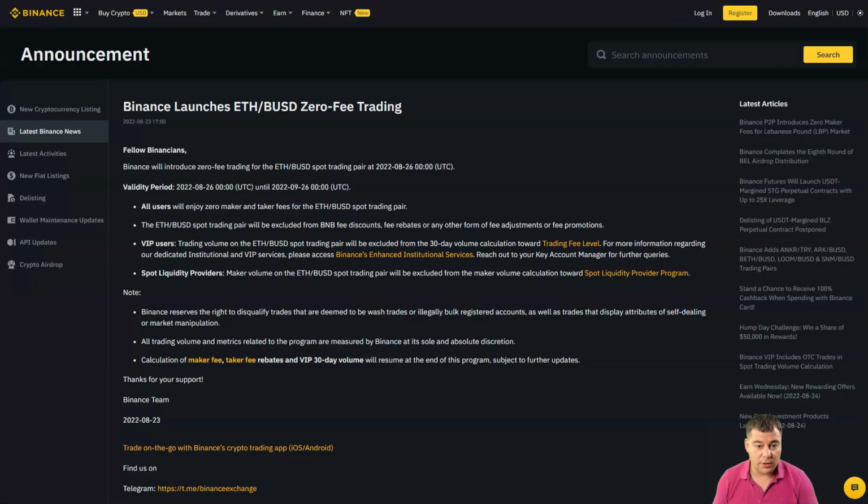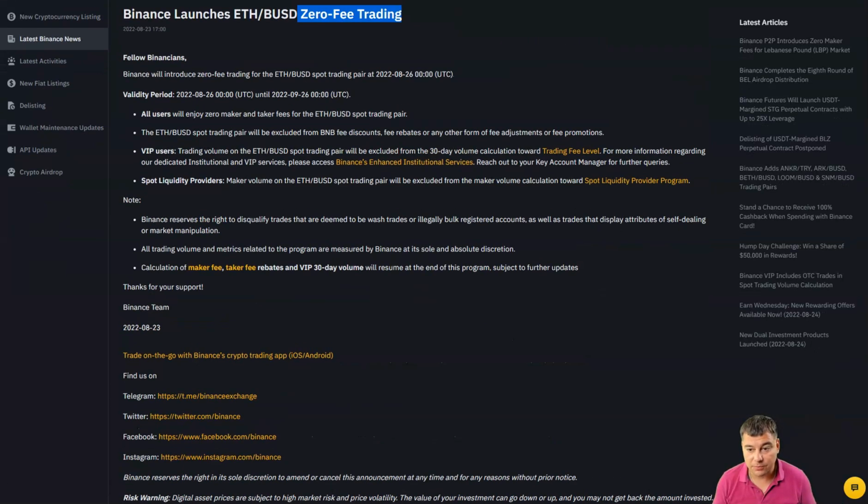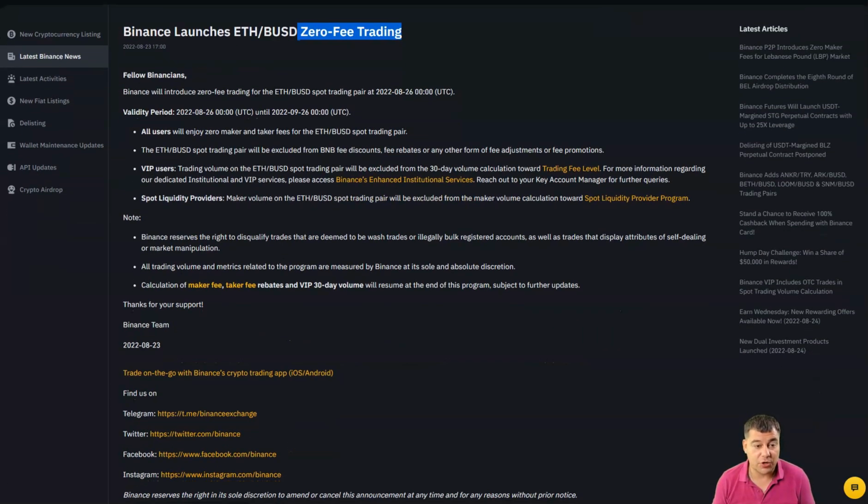Just want to make one more important notice that Binance launches ETH to BUSD zero fee trading, guys. So if you're interested, this can be a cool opportunity for those trading online. And if you're a newbie, maybe it's not so important. But if you're inside of Binance and trading daily, this is great news for those people who are trading, because zero fee is always fantastic and gives you more profit if you're trading on zero fees.